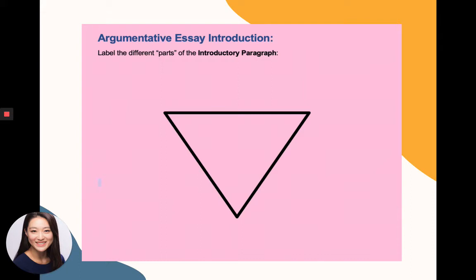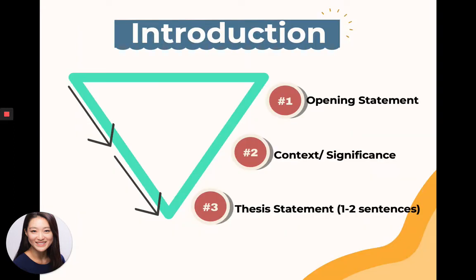Please label the following image in the pink booklet that looks like this. It's an upside down triangle. And please label it this way. The introductory paragraph starts with the opening statement, context, significance, and then leads to eventually the thesis statement, which is 1 to 2 sentences.